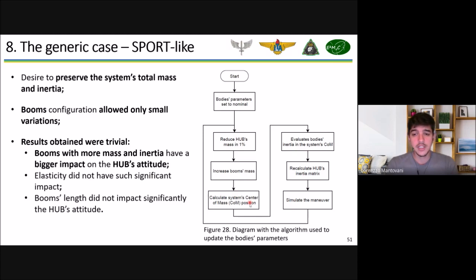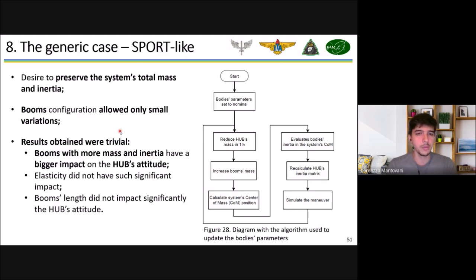Then we need to recalculate the system center of mass position. These first two steps here are important so we can keep the total mass of the system constant. Now, with this new center of mass position, we can evaluate the inertia in this new position and recalculate the hub's inertia matrix, so the total inertia of the system also remains constant. But since the booms are far away from the center of mass, any change in their mass would increase the inertia of the system a lot, and then we need to reduce the inertia of the hub a lot also. And at some point we need to put a negative sign, and it's not natural to have a negative sign in the inertia matrix. So we could just perform some small variations until that happened.